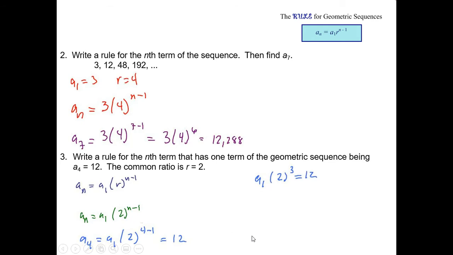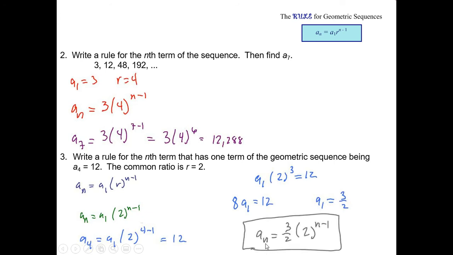So doing a little bit of math here, a sub 1 times 2 to the third is equal to 12. That tells me that a sub 1 is equal to 3 halves. Now I can take that value of 3 halves and plug it back into this formula to get a general term for a sub n. And that a sub n is going to be 3 halves, times my ratio 2, to the n minus 1 power. Give you a second to jot those notes down.